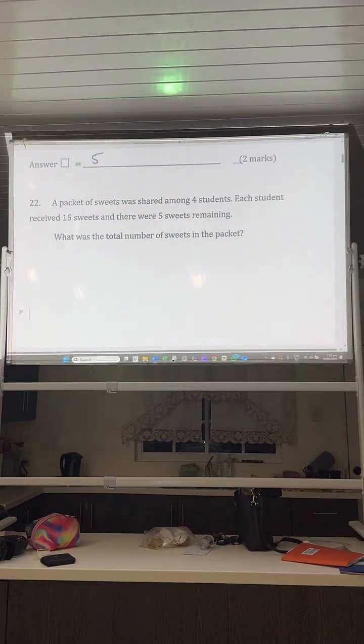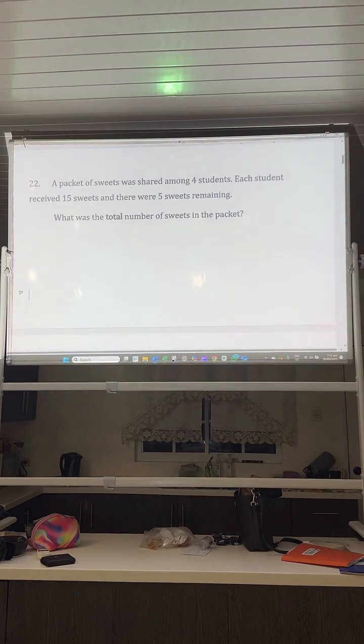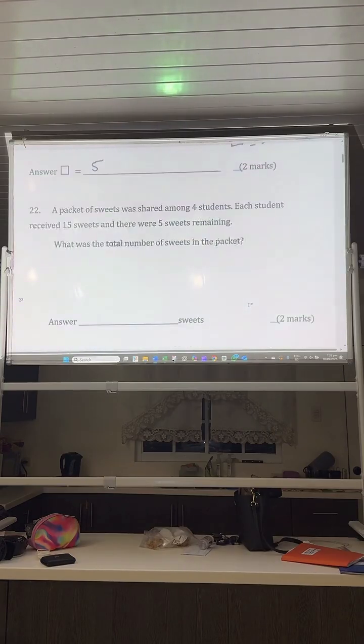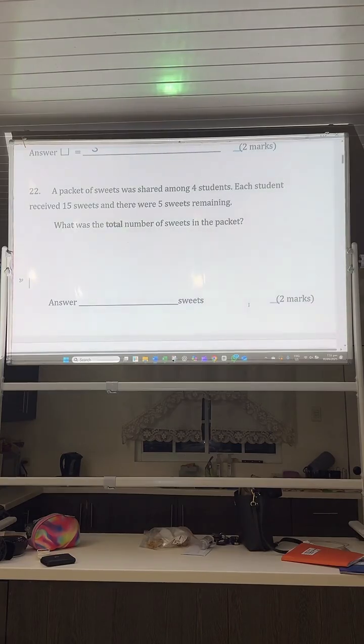So, number 22. Let's remind you, this is SCA Mathematics from 2024, last year's paper. So we read it together. Now the key to this exam is composure. You must compose yourself, read the question, look at the information given. A packet of sweets was shared among 4 students, so the 4 students will be 1, 2, 3, and me, 4. Each student received 15 sweets, and there were 5 sweets remaining. What is the total number of sweets in the packet?